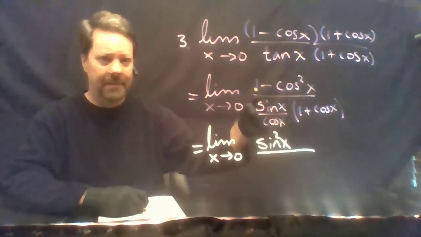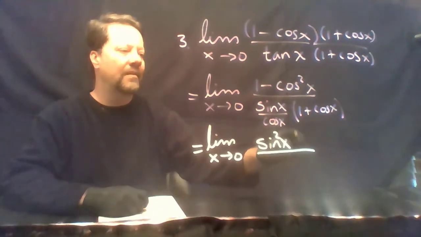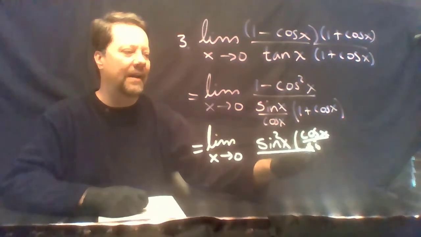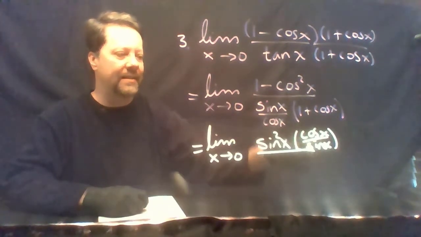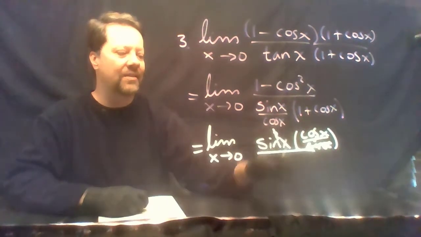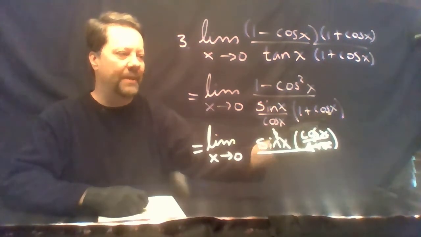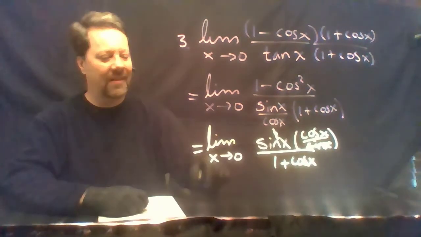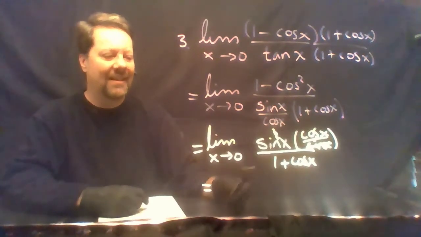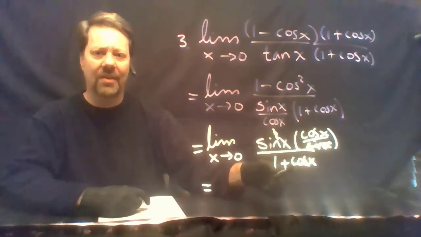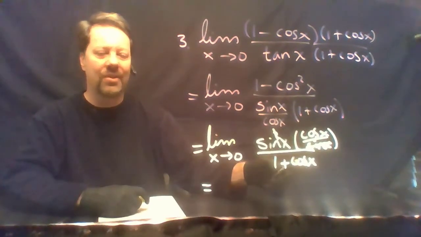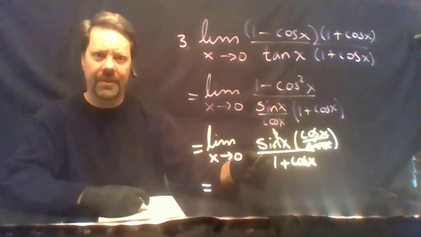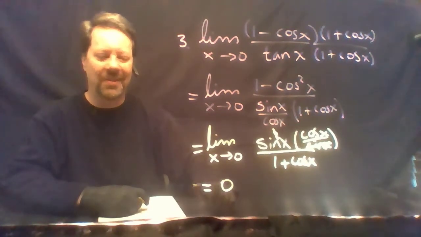Fractions, when you divide them, you invert and multiply. Inverting and multiplying, we're going to have a cosine x divided by sine x. When you flop this up, it's going to cancel one of these sines. The only thing left in the denominator will be the 1 plus cosine x. Now, as x goes to 0, cosine x goes to 1. 1 plus 1 is 2. We have a factor of 1 in the numerator, but sine of 0 is 0. The whole thing is 0.